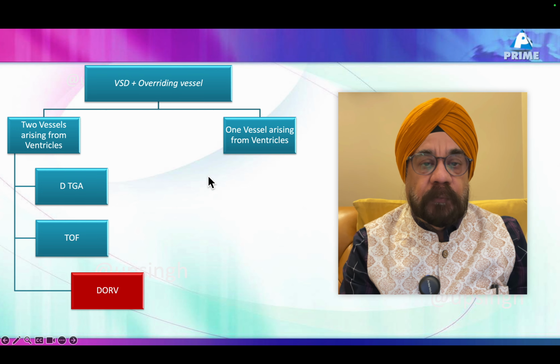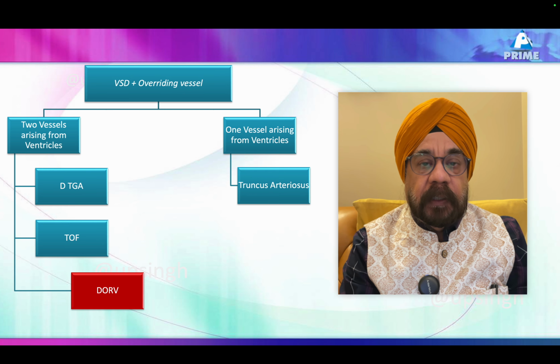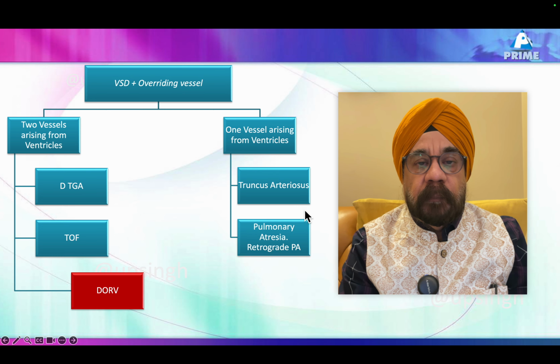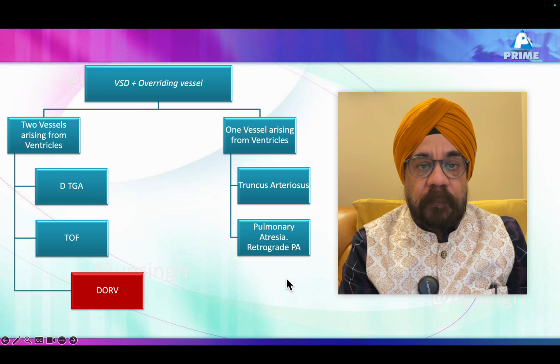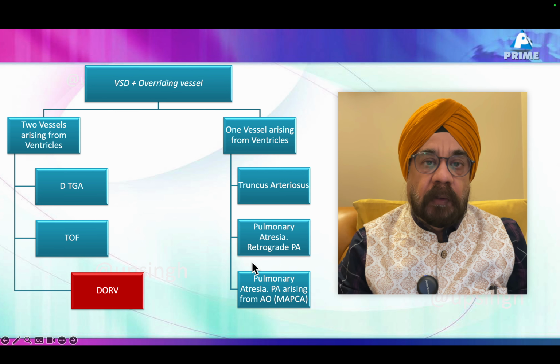But in case you don't see the second vessel coming from one of the ventricles, then the differentials are different. Then it could be a truncus with the pulmonary artery arising from the truncus. It could be pulmonary atresia. It could be pulmonary atresia with vessels coming from the aorta, called MAPCAs.